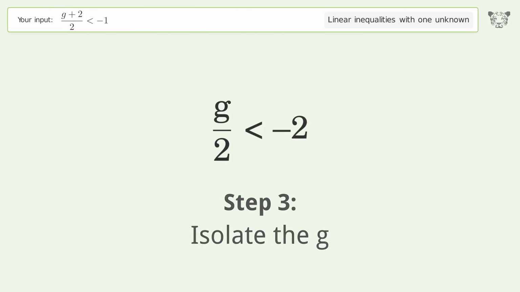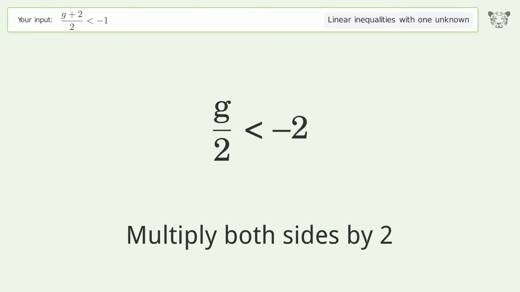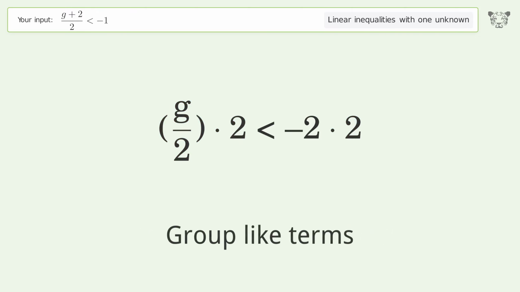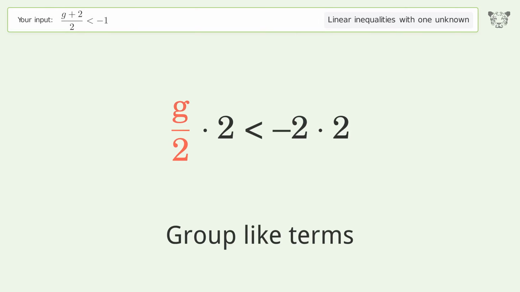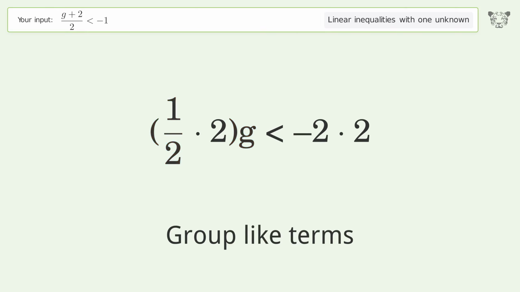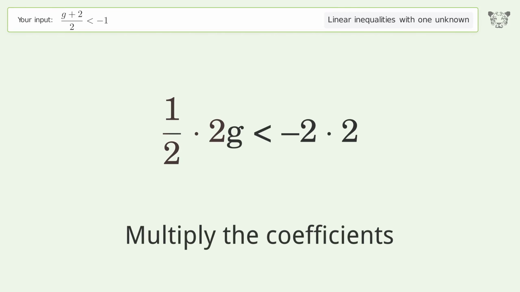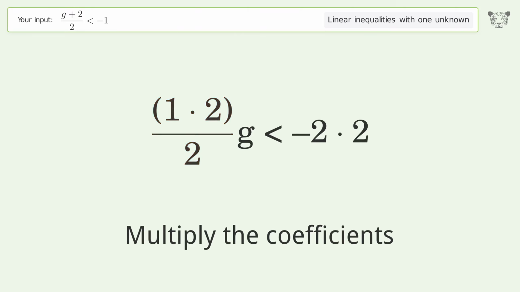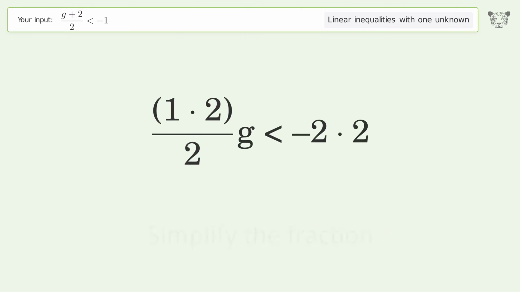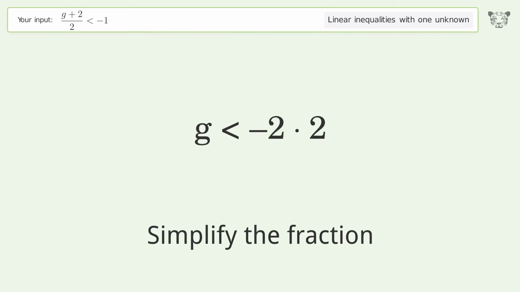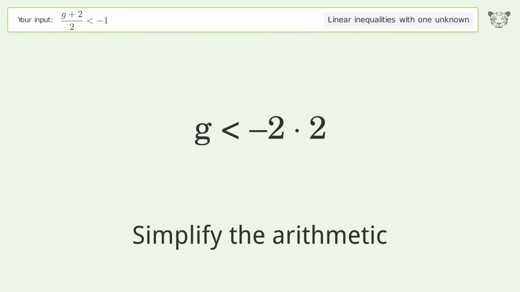Isolate the g. Multiply both sides by 2. Group like terms. Multiply the coefficients. Simplify the fraction. Simplify the arithmetic.